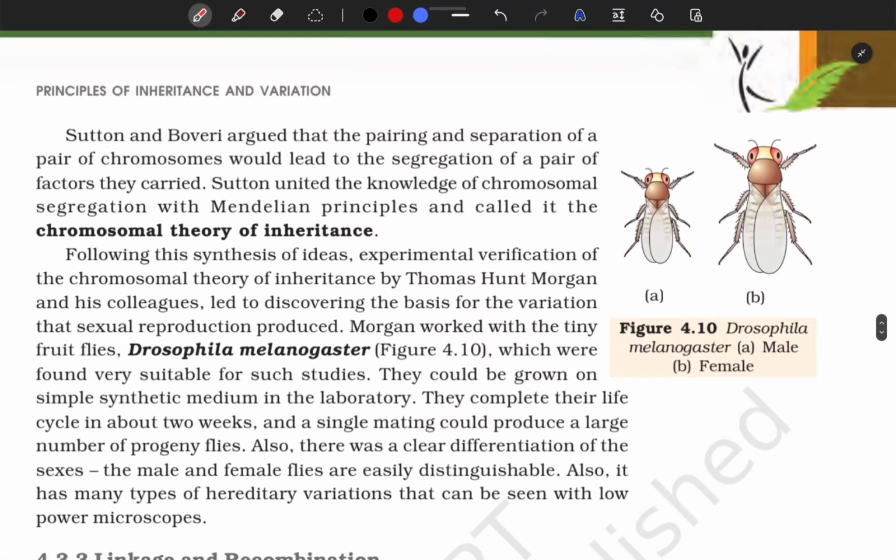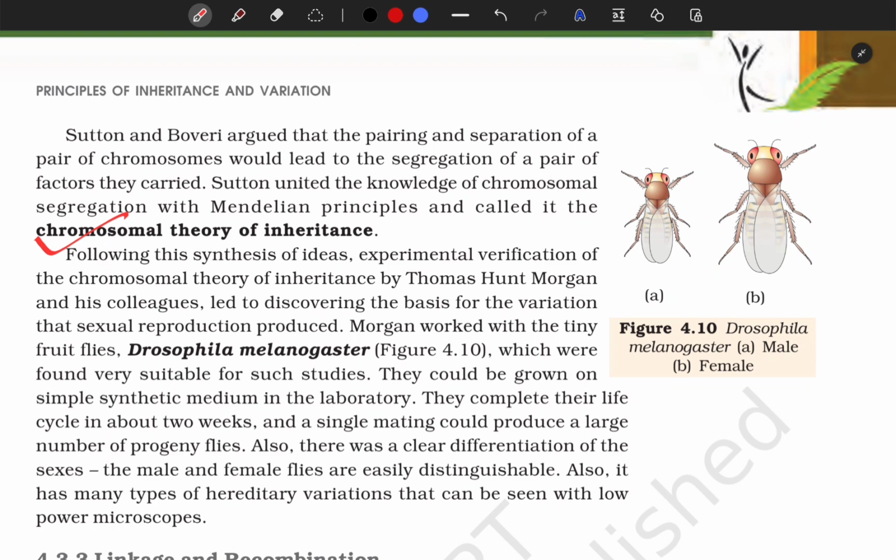Sutton and Boveri argued that the pairing and separation of a pair of chromosomes would lead to the segregation of a pair of factors they carried. Sutton united the knowledge of chromosomal segregation with Mendelian principles and called it the chromosomal theory of inheritance. Following this synthesis of ideas, experimental verification of the chromosomal theory of inheritance by Thomas Hunt Morgan and his colleagues led to discovering the basis of the variation that sexual reproduction produces.